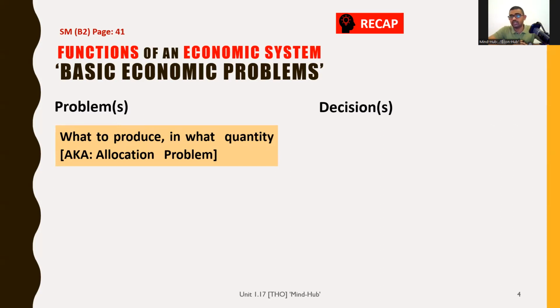So with the limited resources we have, looking at our society and our needs, we have to decide what to produce. What to produce is a basic economic problem every country in the world has to face. In solving this problem, the decision we have to make is called the production decision.